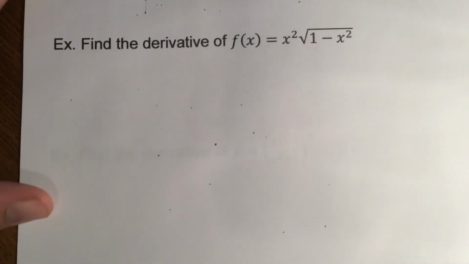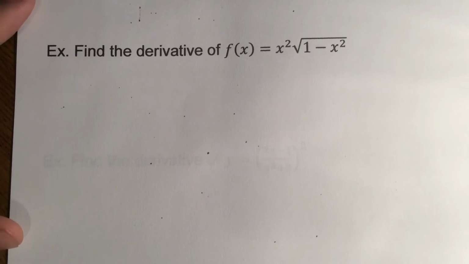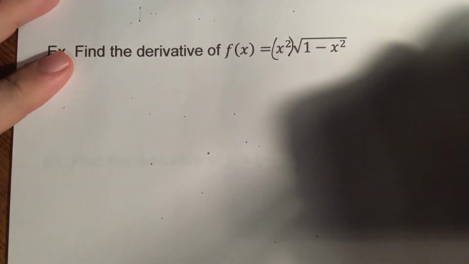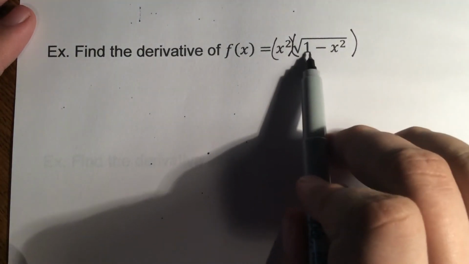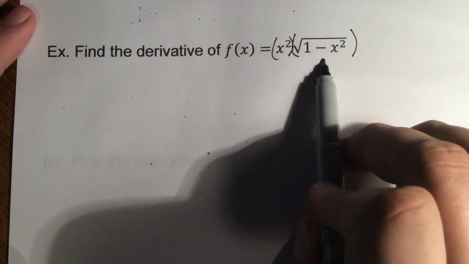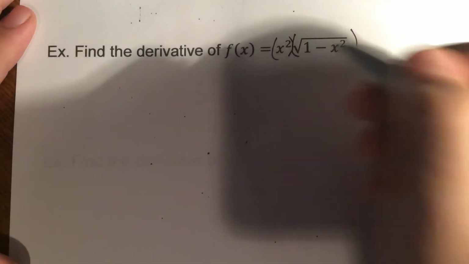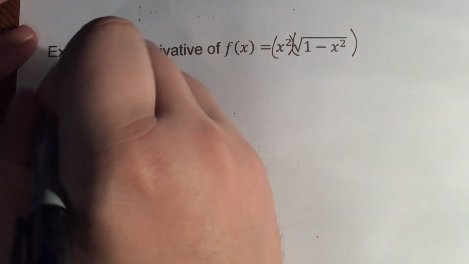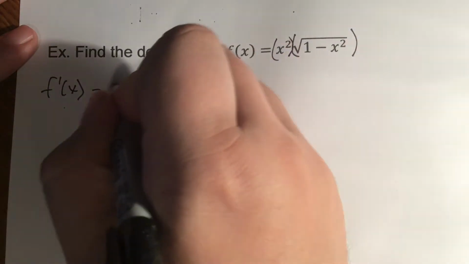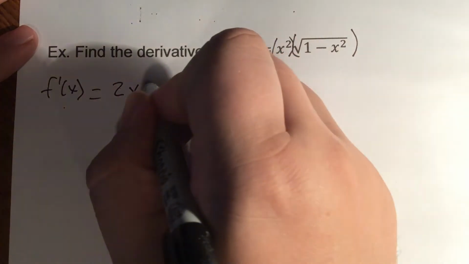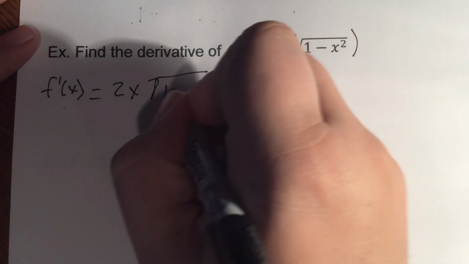All right, so a little bit ago I said sometimes we got to do product rule. Well, we're going to do product rule here because this x squared is one function. The square root part is another function, but the square root has a function inside of it, the 1 minus x squared. So product rule, derivative of the first, so f prime of x would equal, so derivative first would be 2x times the second part, square root of 1 minus x squared.